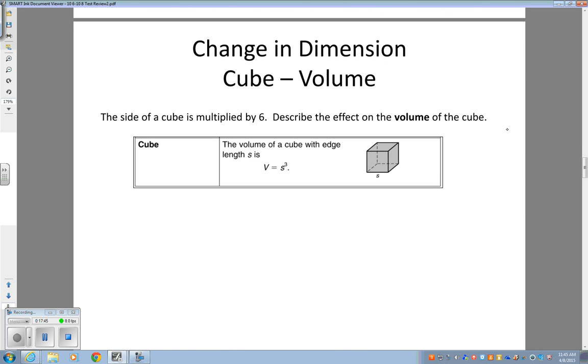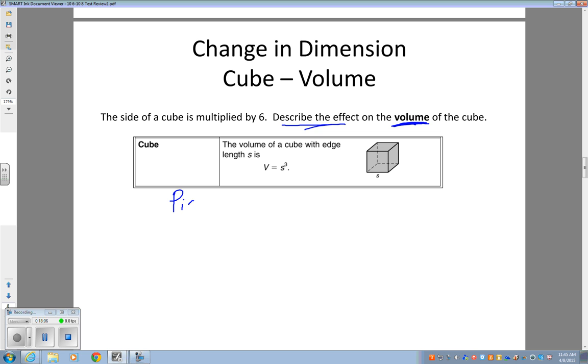All right, so this was the one I'm kind of concerned about. Describe the effects of volume on the cube. Volume. All right. So the side of a cube is multiplied by 6. Do they give us the side of the cube? No. Okay, so pick a number.